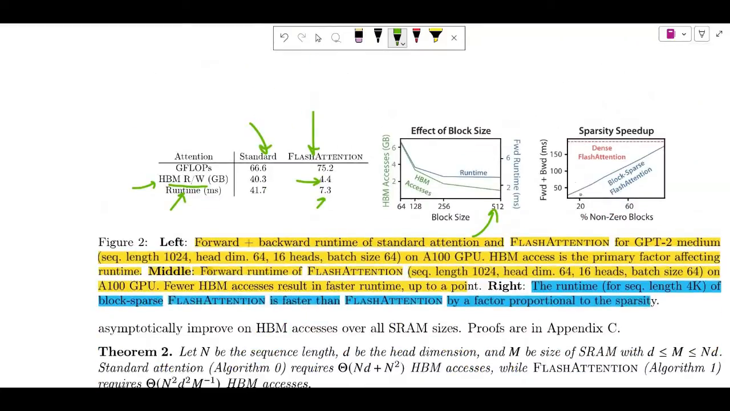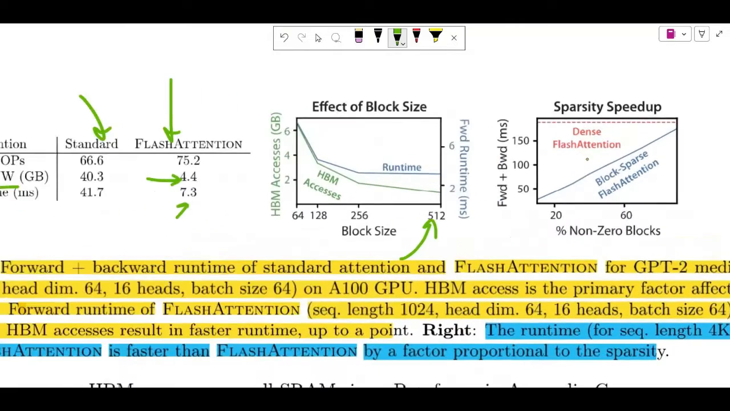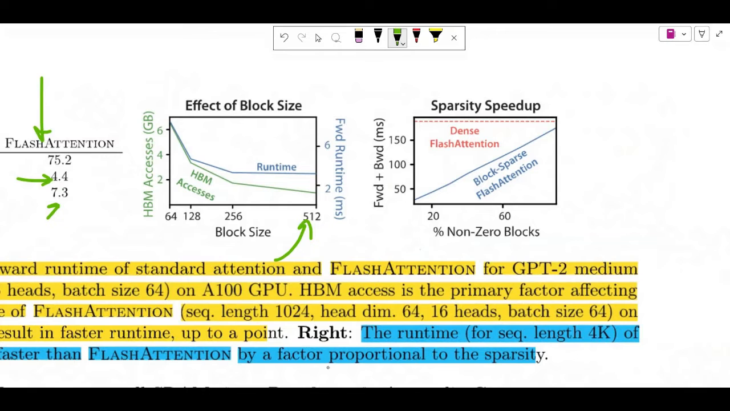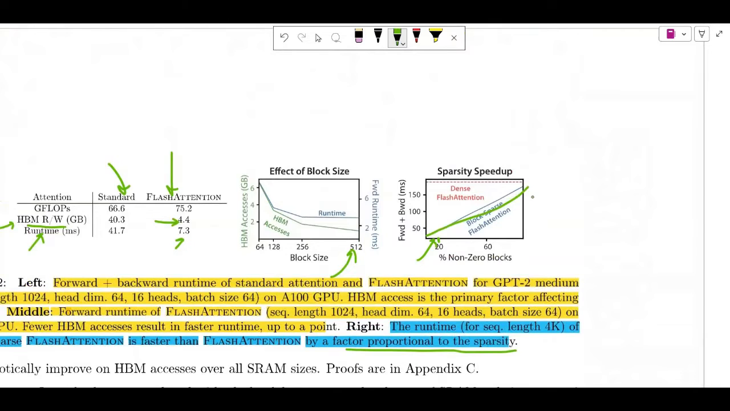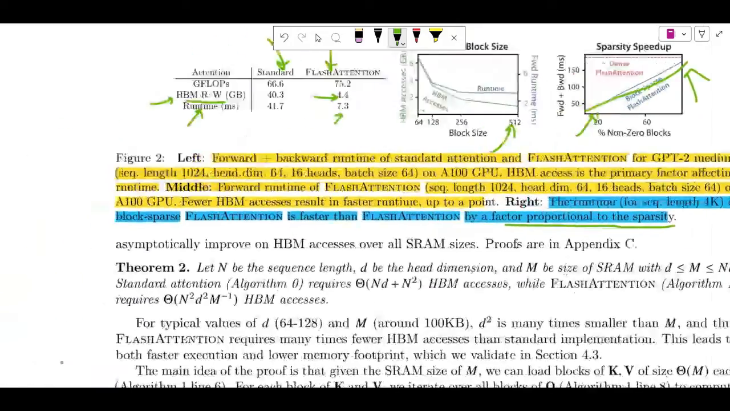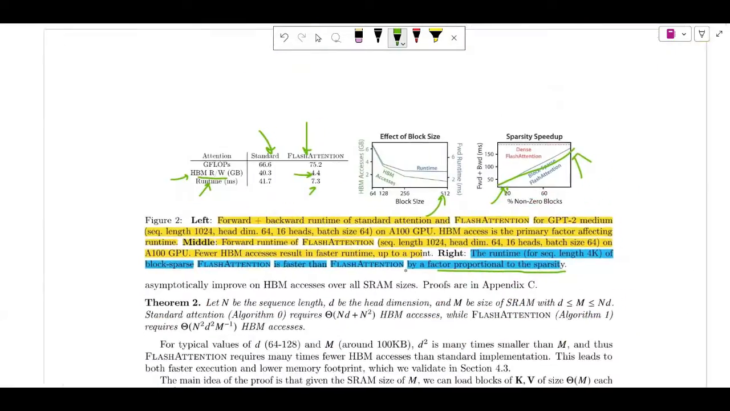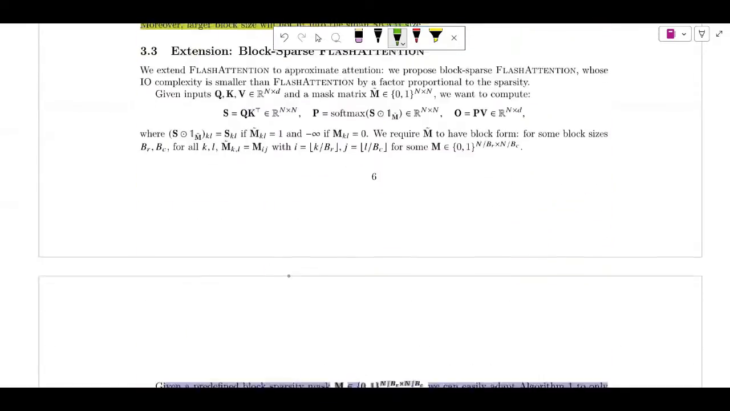And they say that you can make it faster by a factor proportional to the sparsity. This is the percentage of non-zero blocks. So 20% means that only 20% of the pairs are being taken, and 60% means 60% of the pairs are being taken. So you can see that this is a linear speedup you get based on the sparsity. Obviously, this would be less accurate and this would be more accurate, so there is a trade-off between accuracy and the runtime. Their point was that you can integrate these sparse attention approaches easily into flash attention and make it even faster.